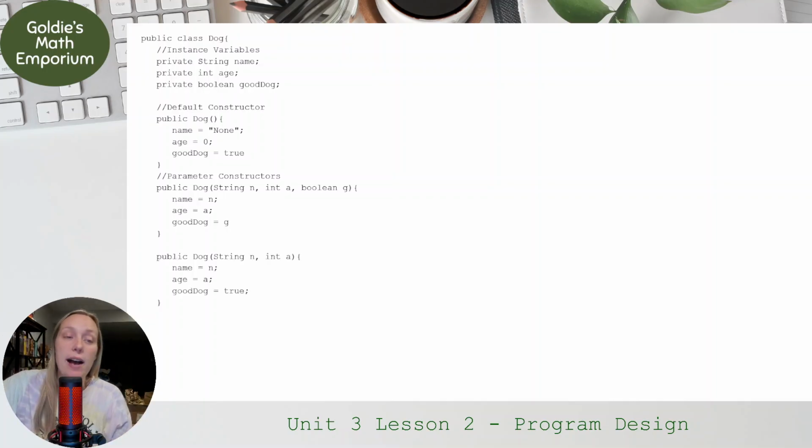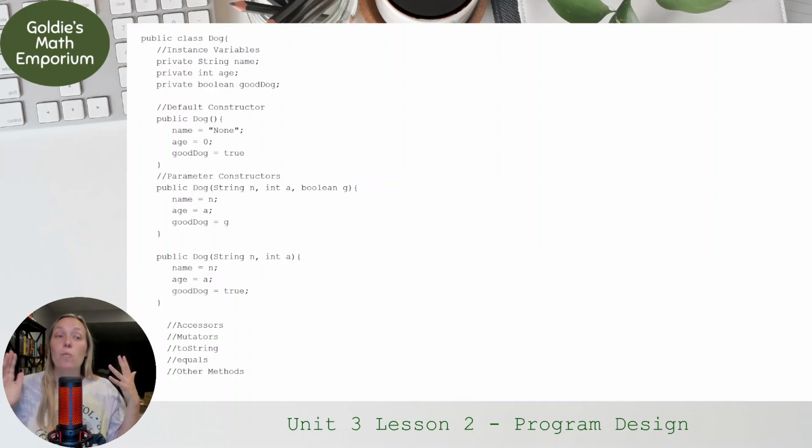We also have other types of parameter constructors. You could have all 3, which I just showed. You could have 2 parameters. You could have 1 parameter. You can mix and match different data types, right? So in this example that just appeared, String n, int a would be only if I knew the name and the age of a dog, but maybe I didn't know if they were a good dog yet. So I'm just going to default that to true, and time will tell, right?